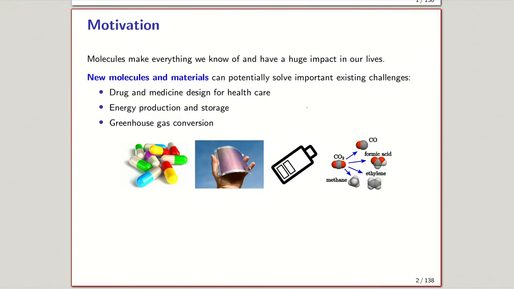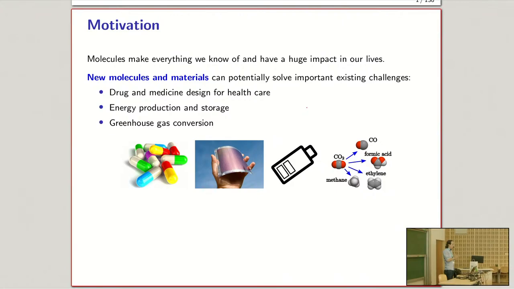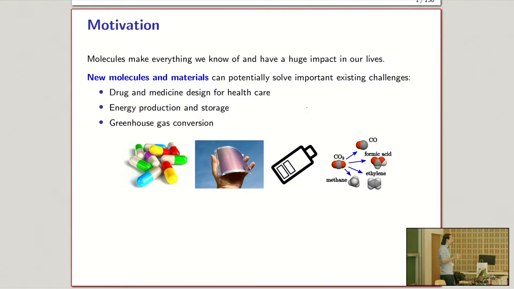for this area. It turns out that everything around us is made of molecules. Most of the things around us are made of molecules. And they have an important impact in our lives. We can have molecules that can be used as drugs to treat diseases. We can use specific new molecules to build more efficient solar panels or to remove carbon dioxide from the atmosphere. This is great. New molecules have a lot of useful functions.